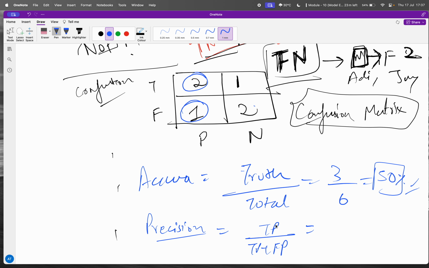So what is true positive? What is true positive total? 2. Divided by true positive plus false positive, that is 3. How much will you get? 2 by 3 is 0.66.